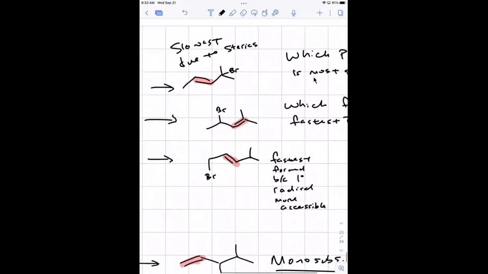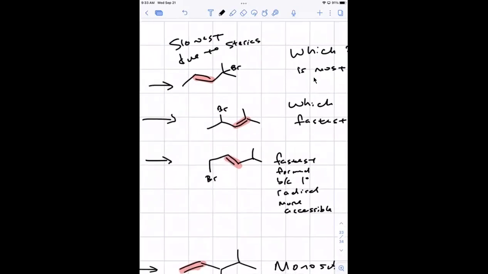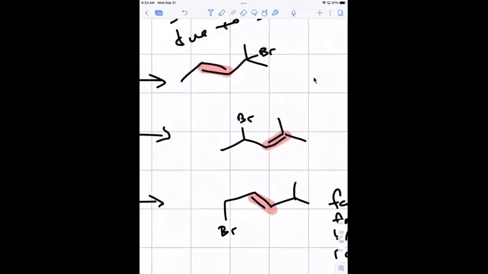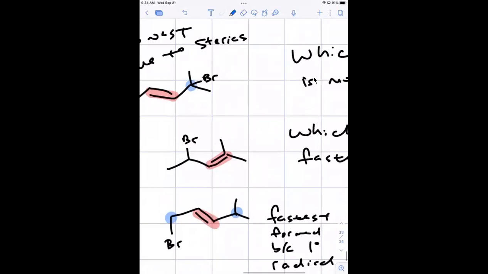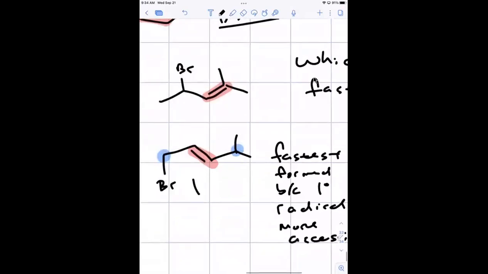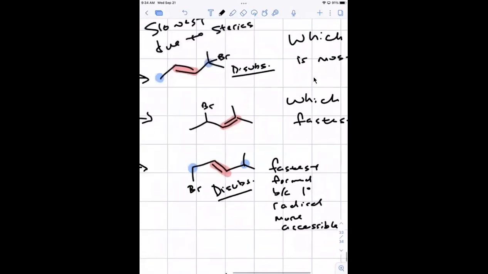What about the first one and the third one? What's the pattern there? How many carbons are attached? Di, yes, disubstituted. So it's got a carbon here. This one has a carbon here and here. So both of those are disubstituted. What about the second one? It's got three carbons attached to it. It's trisubstituted.